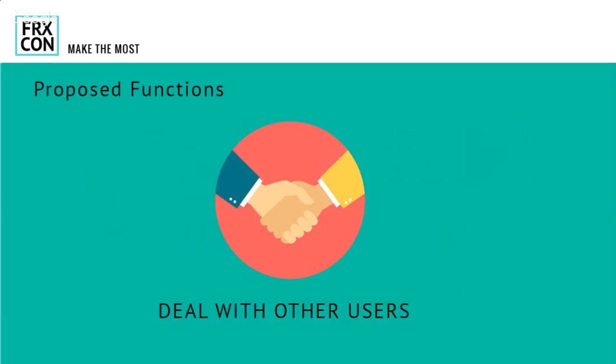The first function is the ability to deal with other users. This means you can bypass the money exchanger and directly deal with other users that have similar needs. This is based on two criteria. The user may have a currency that you want to buy. For example, the user has on hand Singapore dollars, while I have on hand yen. And when he meets my criteria and I meet his criteria, we can enter into a deal.